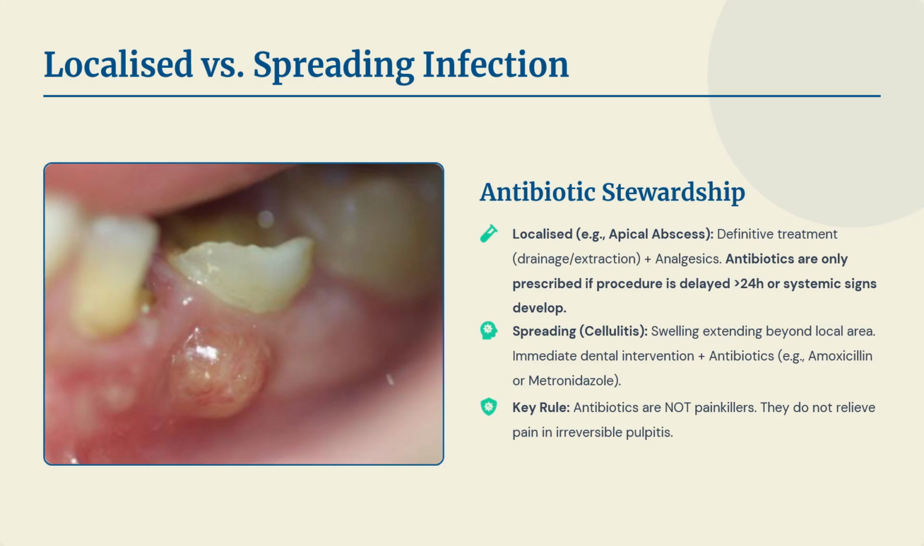Now, if there is cellulitis, like a spreading odontogenic infection, and especially when you see swelling extending beyond a certain area, you need to do immediate dental intervention and antibiotics. The recommended antibiotics are amoxicillin and metronidazole. Again, we are not discussing antibiotics here, so I will not go into too much depth. Now, the rule of thumb is antibiotics are not painkillers. They do not relieve pain in irreversible pulpitis. As I mentioned earlier, you have to do appropriate dental treatment.